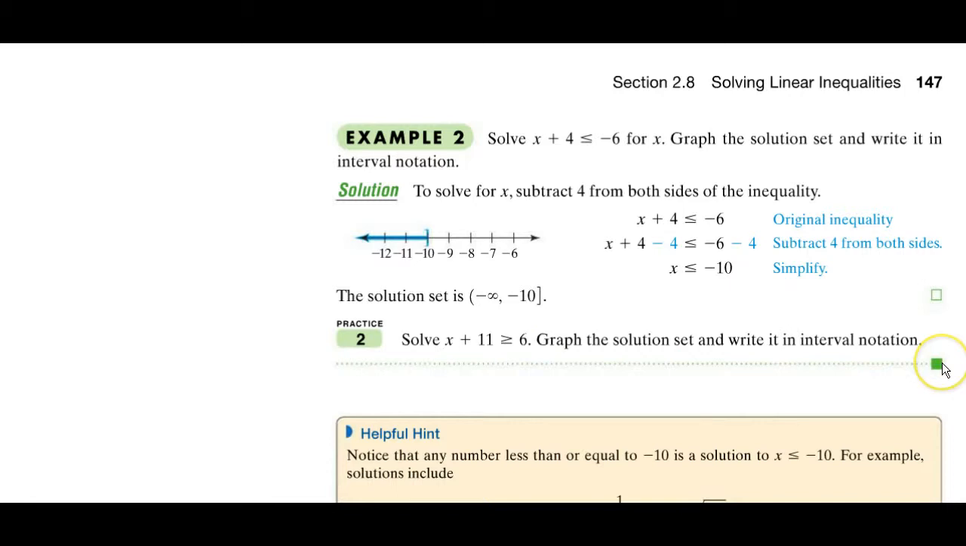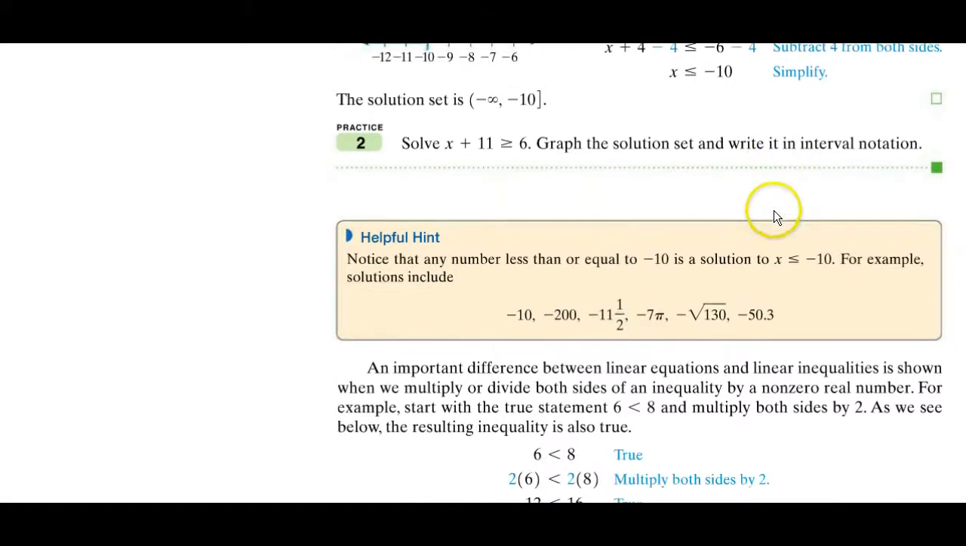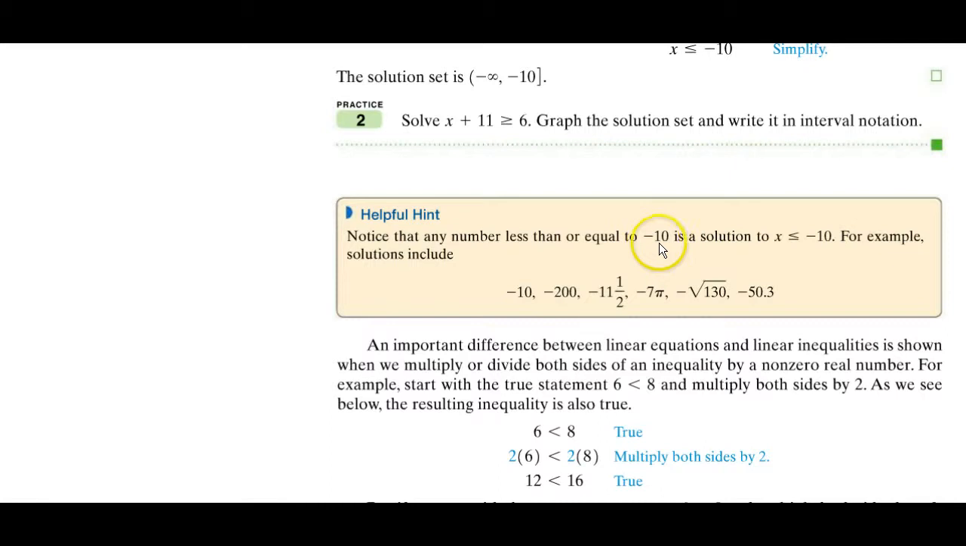Okay, so a couple of easy things here. And again, you'd have to write this down so it becomes into your long-term memory. Remember, if this is a solution, all of the numbers less than that going to -infinity, all of these are solutions.